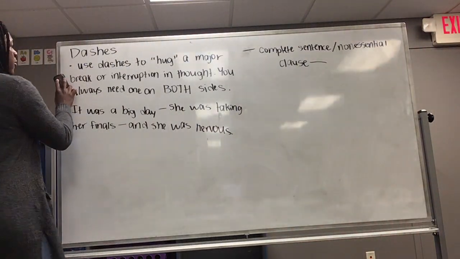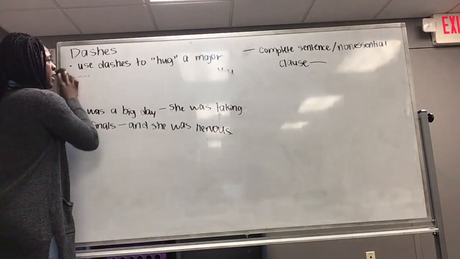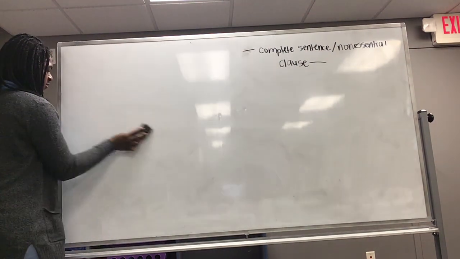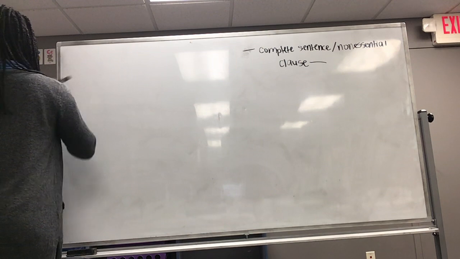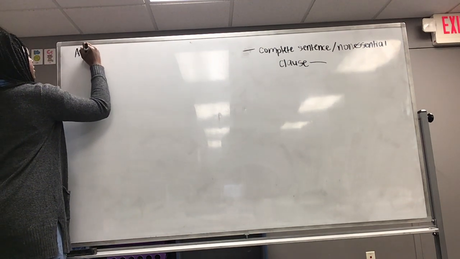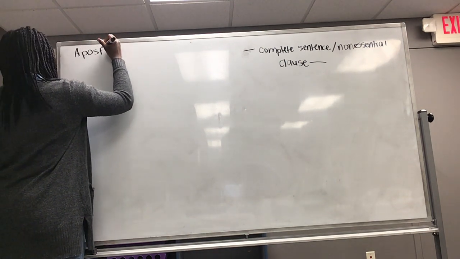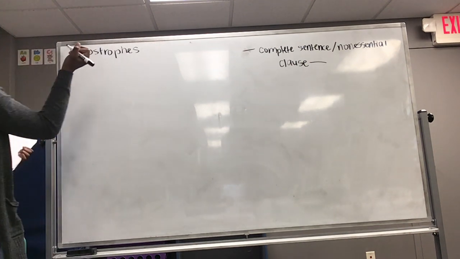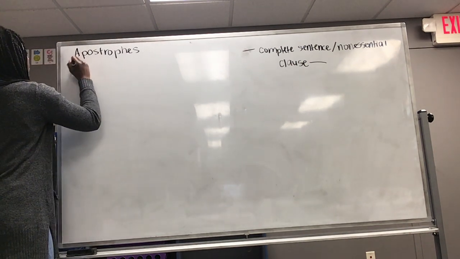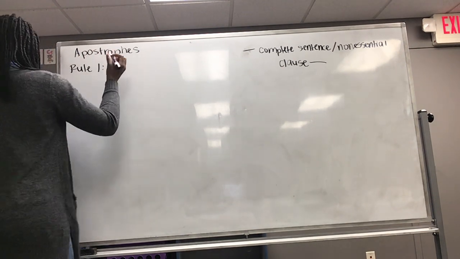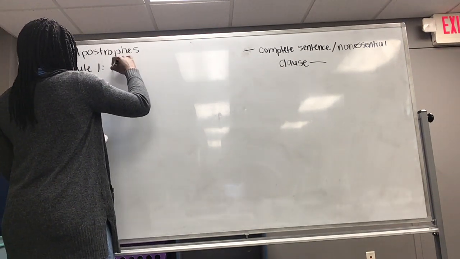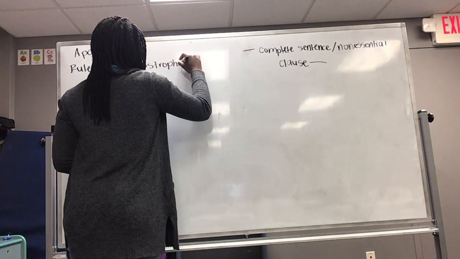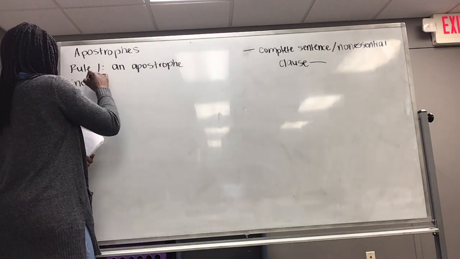Okay, so the last grammar rule we're going to talk about is apostrophes. You likely already know these, but we're just going to touch on them. Okay, I think I spelled that right. Yes. Okay, so the first rule with apostrophes is that an apostrophe indicates possession.